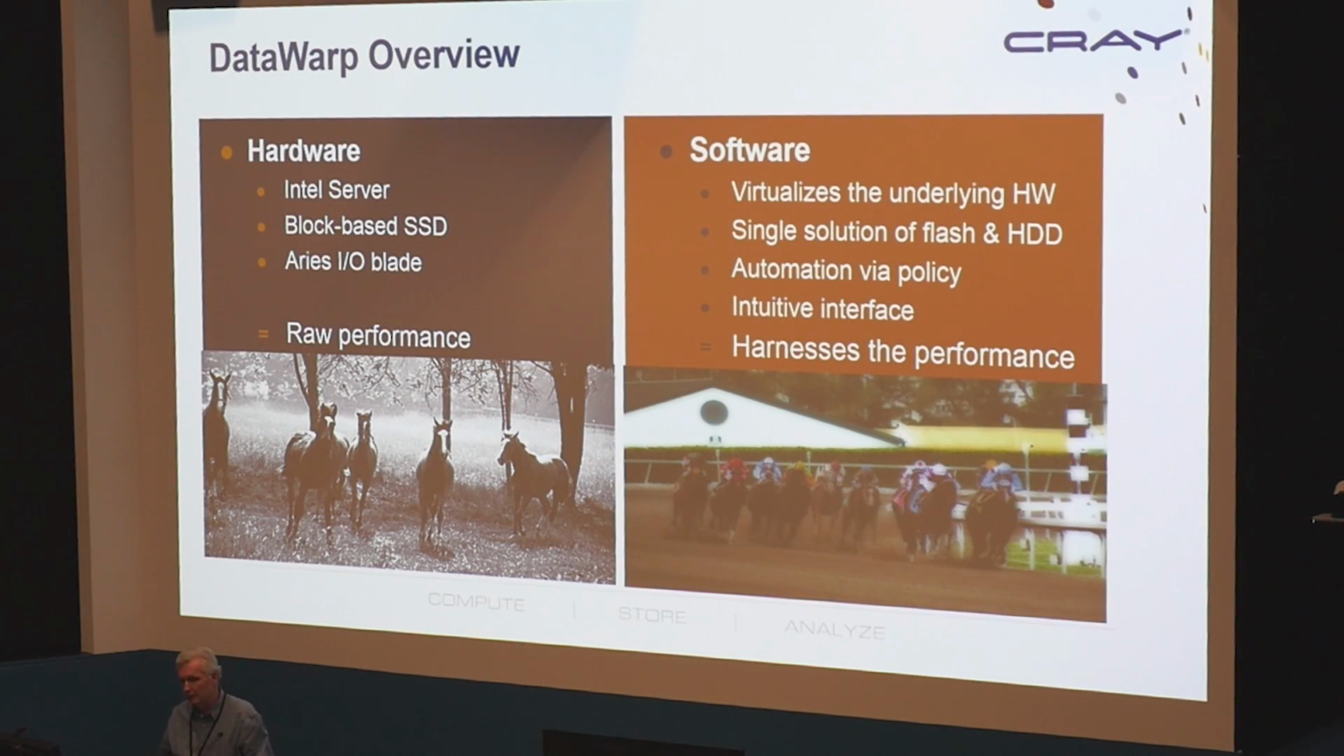From a hardware perspective, currently DataWarp is just on a CRAY XC system. It's actually on an XC IO node, which is an Intel server. The SSD component, currently we're using an Intel P3608, a pair of NVMe SSDs. It's on what we call our Aries internal network. From a software perspective, we put this virtualization layer above the hardware, which gives us a single solution for both flash and your spinning disk, and it's an automated move policy, moving data to and from the storage.